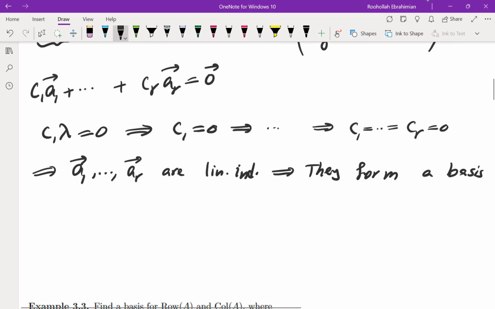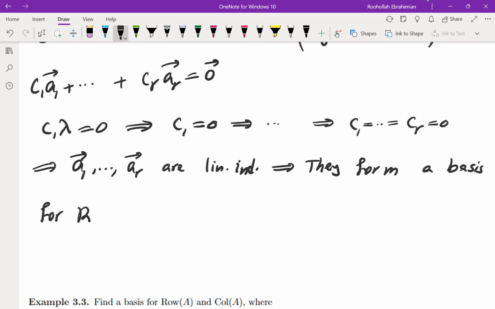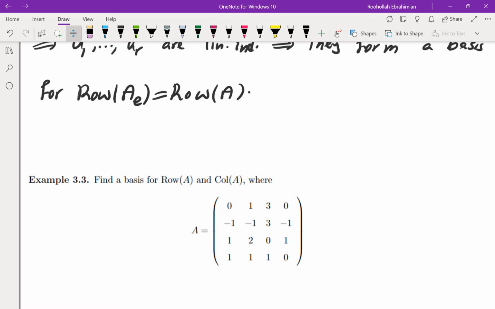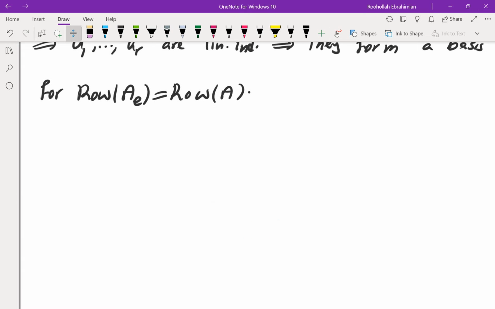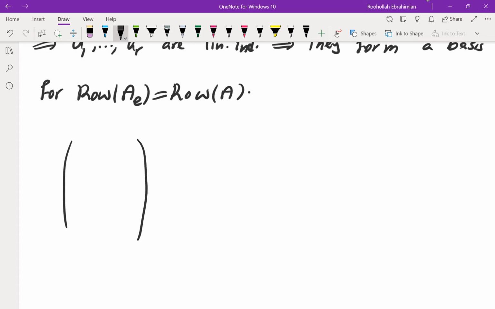That is for the row space of A sub E, which we argued is in fact the same as the row space of A. Now for the column space, the column space doesn't necessarily remain the same. I will give you an example in a few minutes, but the linear dependence remains the same. So here's the argument that you can make for column spaces. This is going to be a little bit more complicated, but still it's not that difficult.